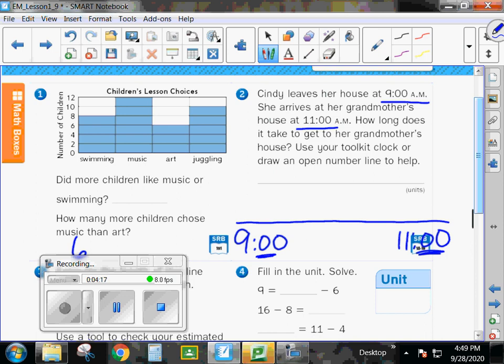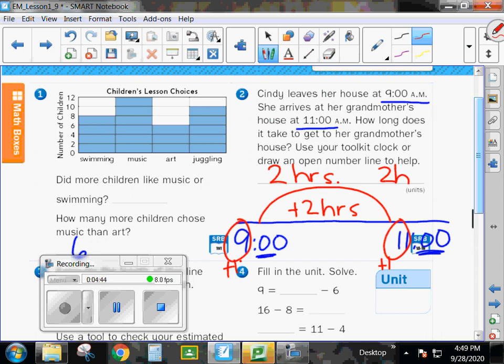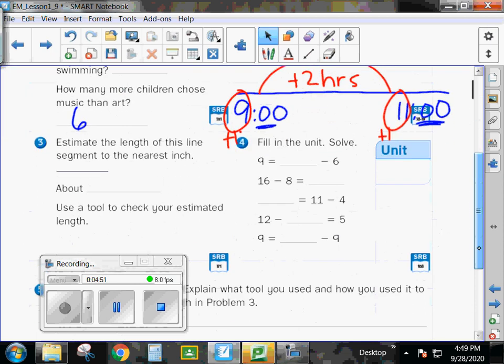The only thing that changes are the hours. We're going from 9, the hour of 9, to the hour of 11. So we're just going to skip count by hours. Well, how many hours would go from 9 to 11? And that would be 2 hours. Okay, so your answer here is 2 hours. You can abbreviate it this way, or you can just abbreviate it with an H, or you can spell out the word hours. I'm okay with either abbreviation. All right, moving on to the next problem.